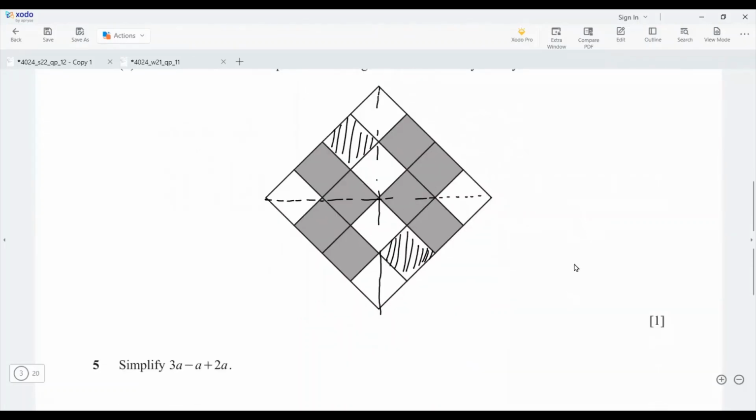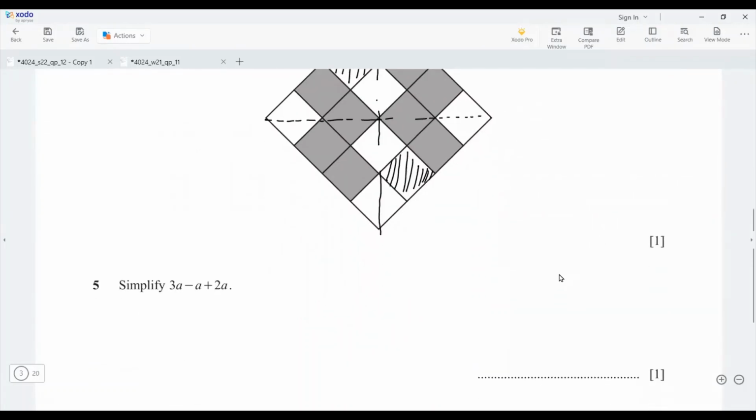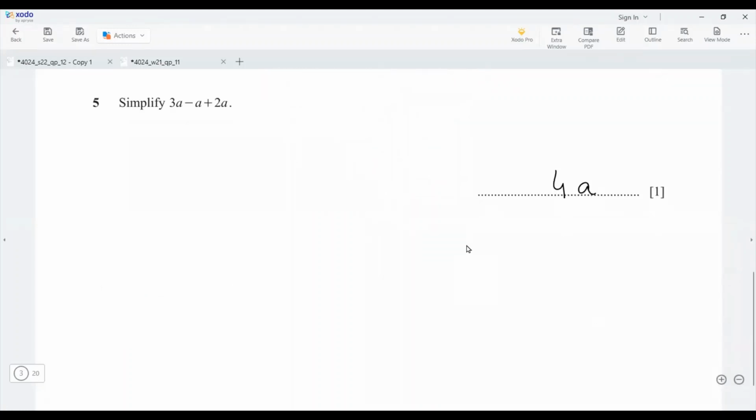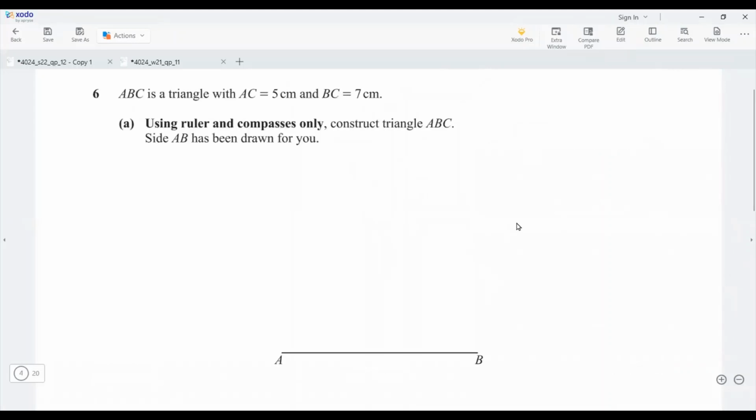So moving to the next part, it is a basic algebra type of question. Basic algebra means like terms are given, all of the terms are like, and we have to simplify them. So I have to write down a one times a, and add and subtract the coefficients of a, like 3 and minus 1 is giving us 2, positive 2 and positive 2 makes 4. So 4a is the simplified answer. No need to go into other working. So this is question number 5.